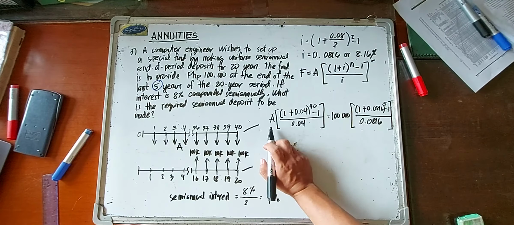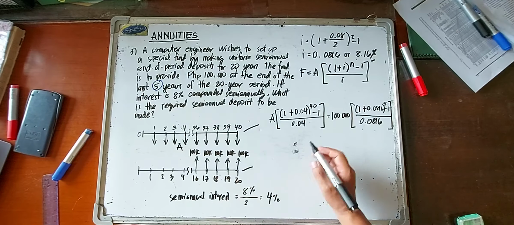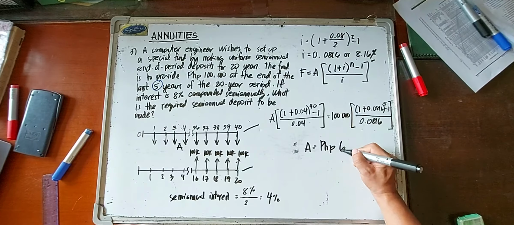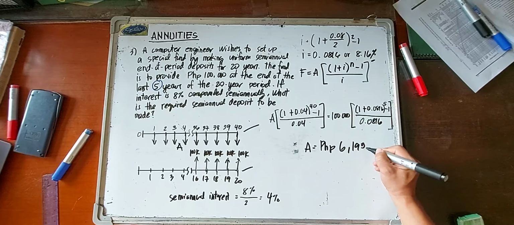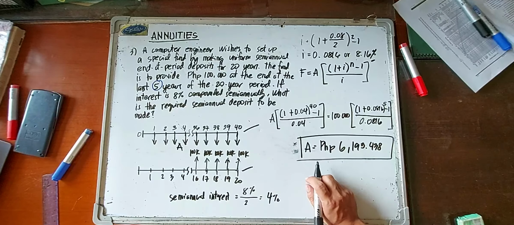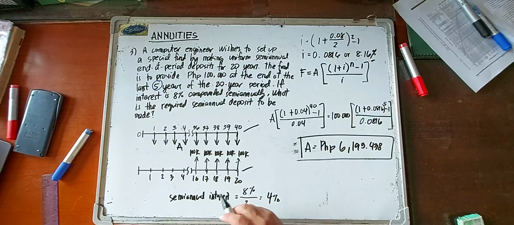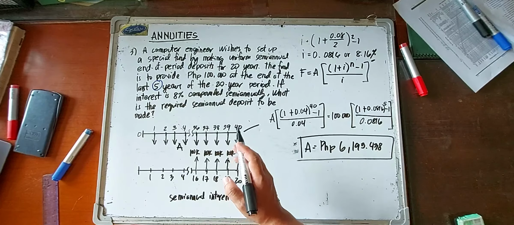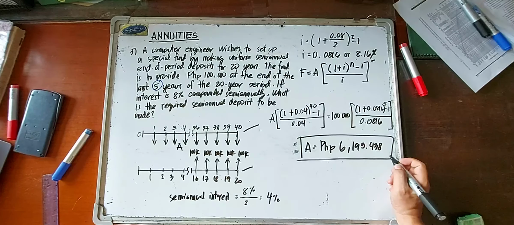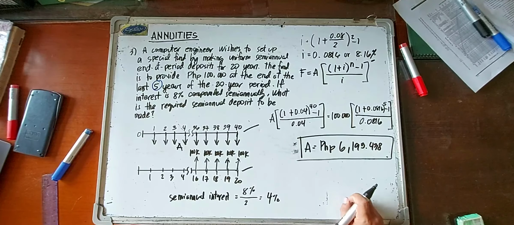So we have one unknown in the equation, and that is the semi-annual deposits that should be made. And that is equivalent to 6,193.438 pesos. So ito yung required na semi-annual payments natin for 20 years, so that at the last 5 years, I will be receiving 100,000 pesos each year. So ito, kailangan nating i-deposit semi-annually.